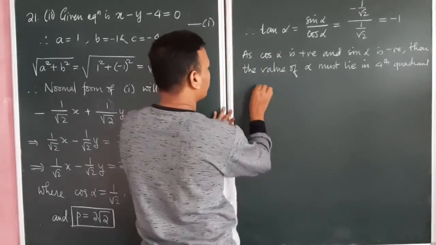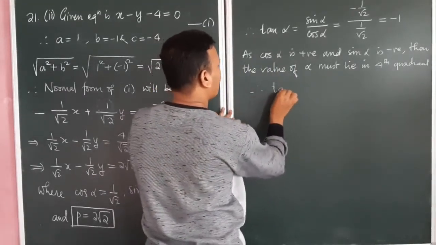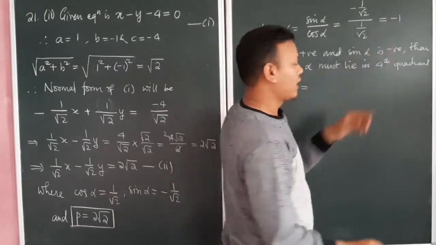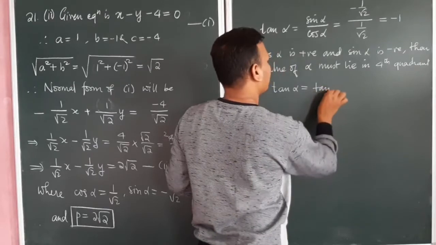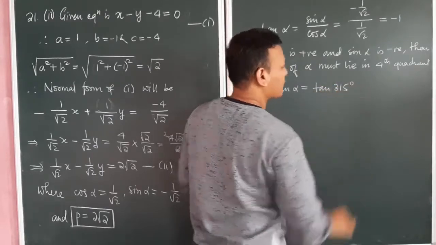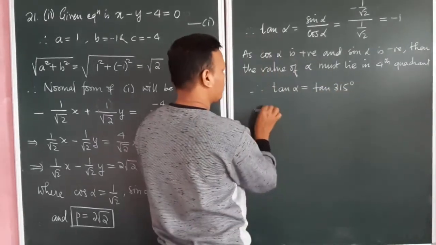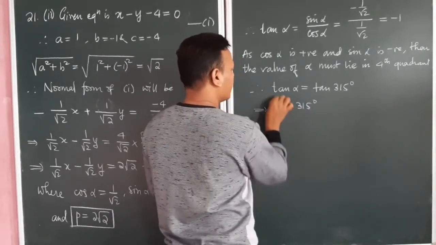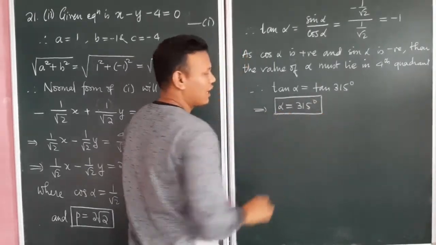Okay, so therefore tan alpha must be equal to tan 315 degrees in the fourth quadrant, as I said. So from here, what is alpha? Alpha turns out to be 315 degrees. So we found the angle alpha also.